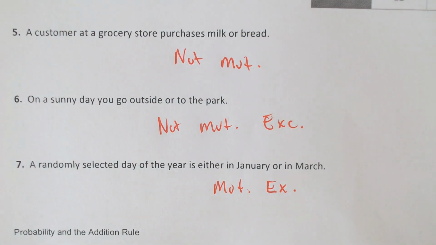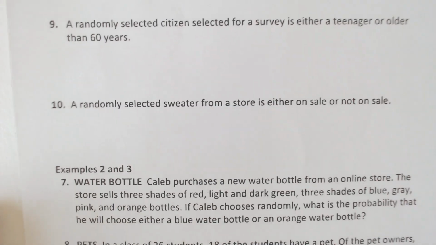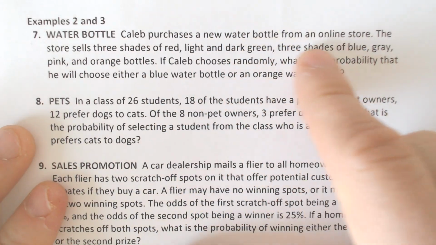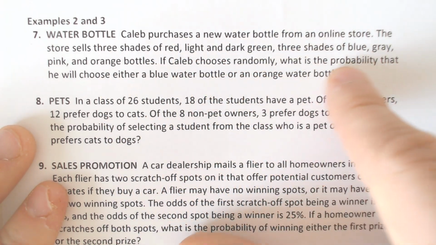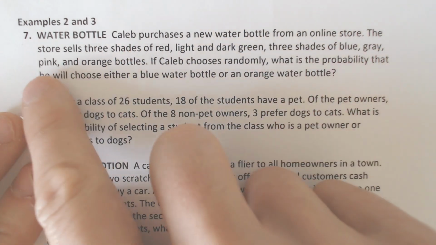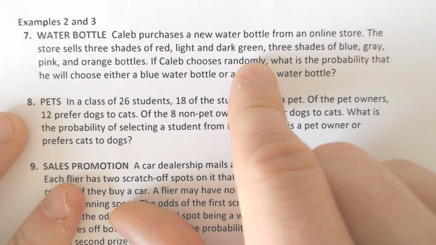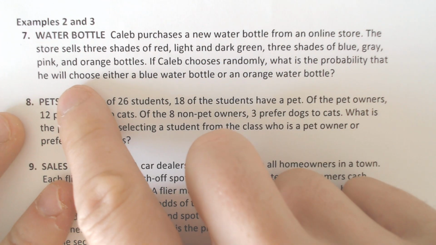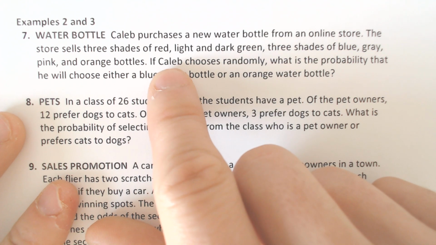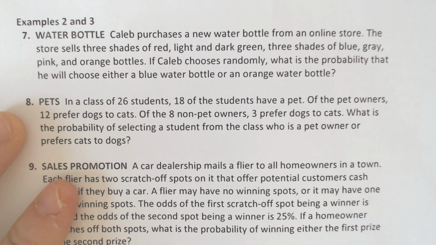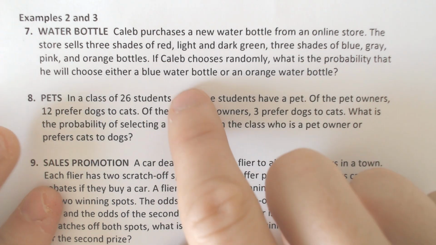Let's see what other ones we got. Here we go. Some more. This one's probably going to be some probability here. Water bottle. Caleb purchases a new water bottle and the store sells, blah, blah, can't remember. Yeah, probability. So the store sells 3 shades of red, light, and a dark green. Got to read that again. What the heck? I can't read. I'm moving on to a different one.